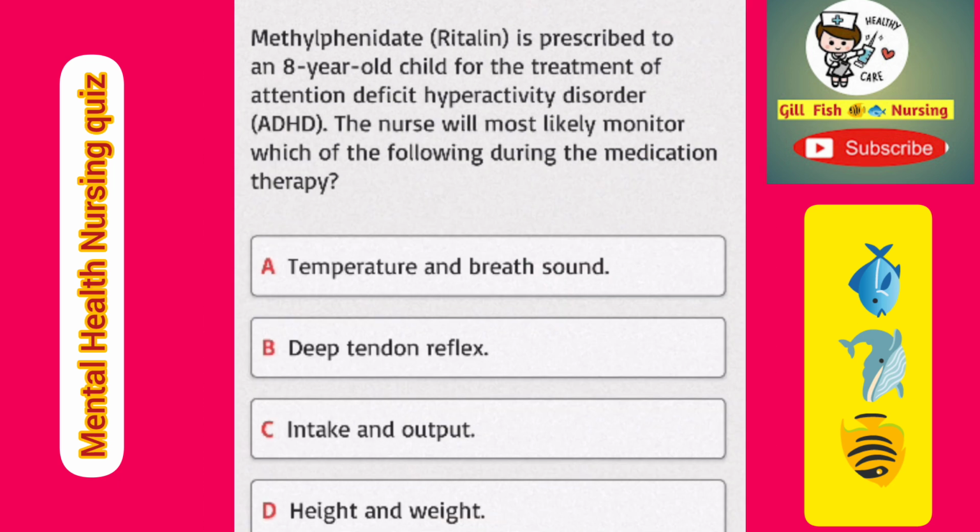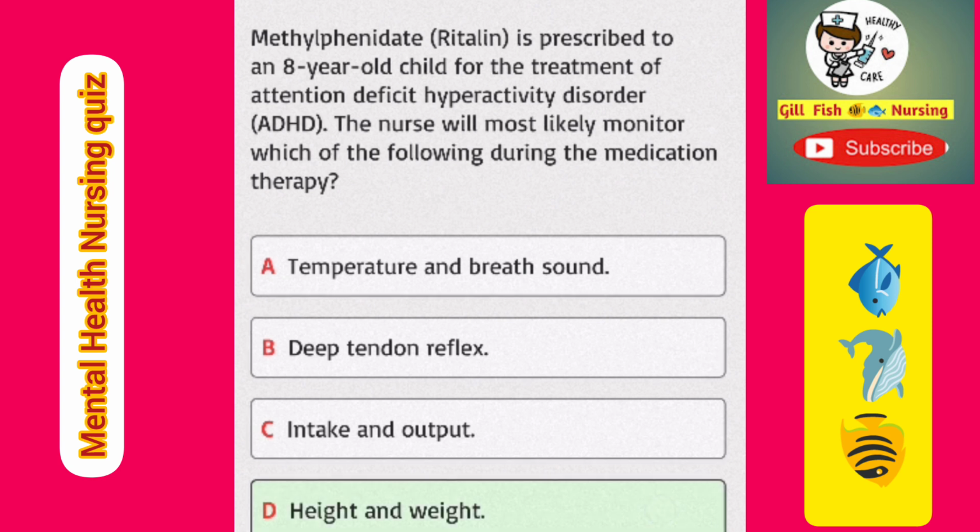Methylphenidate is prescribed to an 8-year-old child. How many years old? 8 years. For the treatment of attention deficit hyperactivity disorder, ADHD, the nurse will most likely monitor which of the following during the medication therapy. So first A, temperature and breath sounds, B, deep tendon reflexes, C, intake and output, and D, height and weight. So what will be the correct answer?